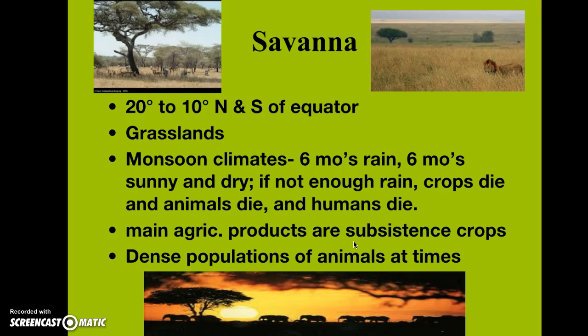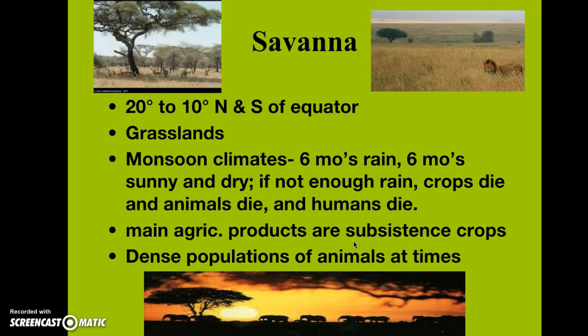So what happens in those 6 months is crops die, animals die, humans die. It's really important because sometimes in some calendar years you get 4 months of rain and 8 months of dry. Well, that's really disastrous because there's not enough rain, and so by the end of the dry season, animals are dying right and left. By contrast, if it rains too much, you get flooding because the ground is not ready for that much moisture. So it's really a fine line that you have to balance in the savanna climate.